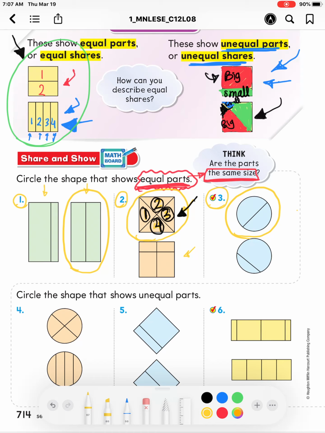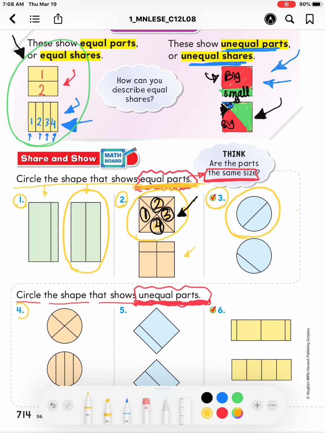So here in this question, we circle the shapes that show the equal parts. Now let's move to the other question. It says circle the shape that shows unequal parts. Circle it. This is an important keyword. If we didn't circle the unequal parts, this will be wrong. So here we need to circle the shapes that show unequal parts or unequal shapes or parts of different sizes, a big one and a small one.